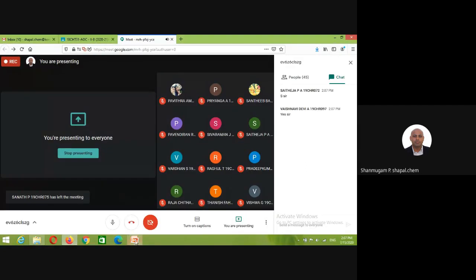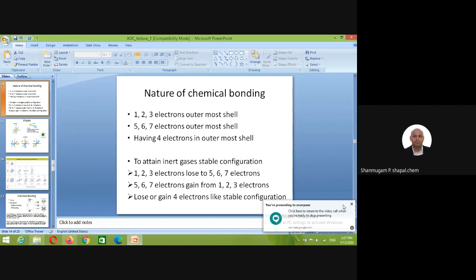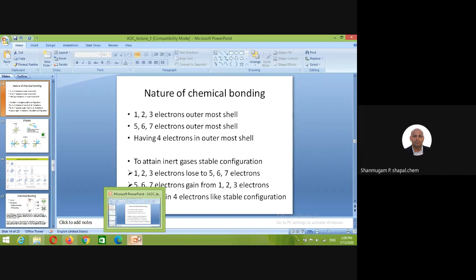Now we'll start the lecture again where we stopped last time. So we have been talking about chemical bonding, and then we started with the shapes, and we discussed chemical bonding in a detailed way. And here, in a generic way, if you see the periodic table, you will see different segments of the periodic table.